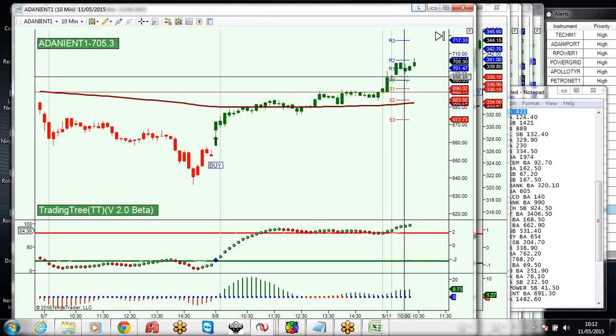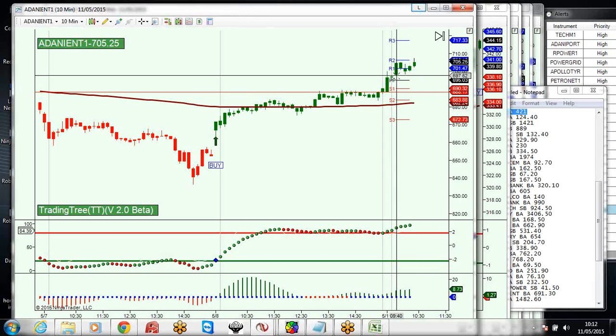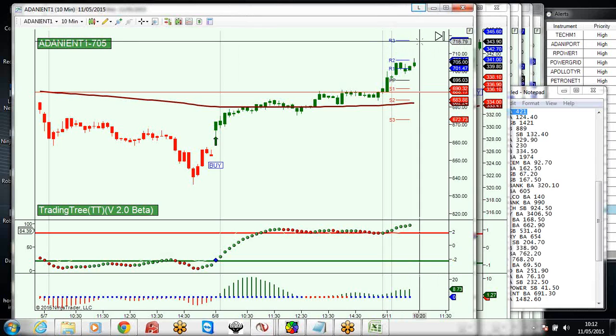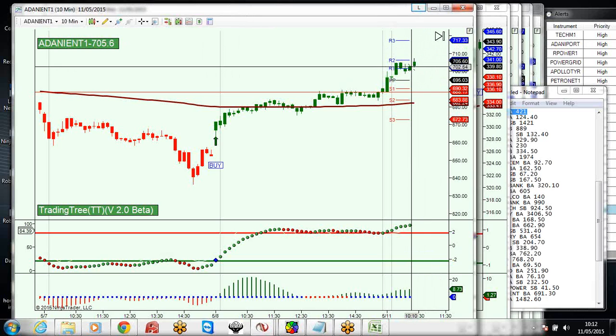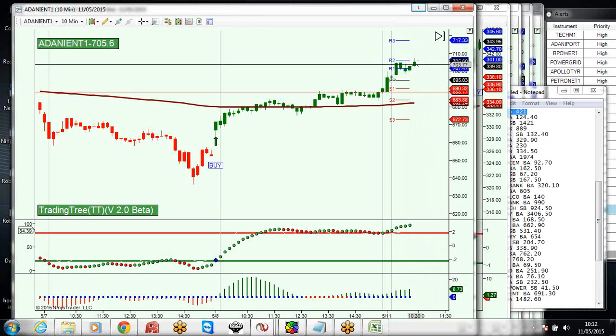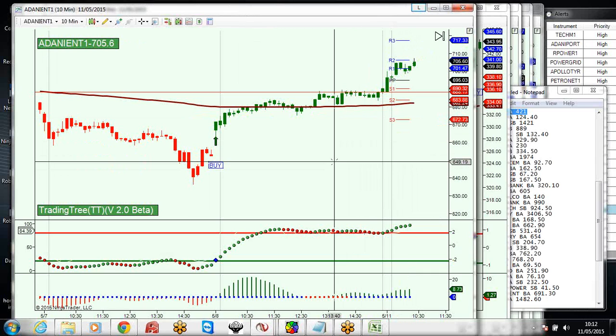Now, since it's already done R1, I will place my stop loss at the low of this candle, since I have already made profit on that. 697, or let's say 698, will be my stop loss for this particular running call. And once it moves up towards R3, then I will change my stop loss to 700 or 702. You can just follow the lows of the candles, and then you can trail your stop losses. So that's another strategy you can use.